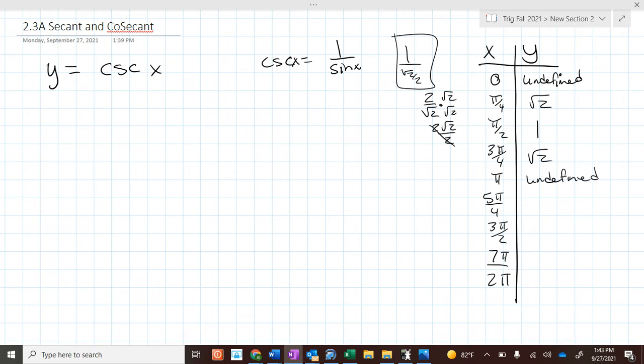Okay. 5 pi over 4. Negative square root of 2. Because it's negative square root of 2 over 2 for the sine. So then the reciprocal of that is just negative square root of 2. 3 pi over 2. Negative 1. 7 pi over 4. How about negative square root of 2? Look at the pattern. Every other one is square root of 2.